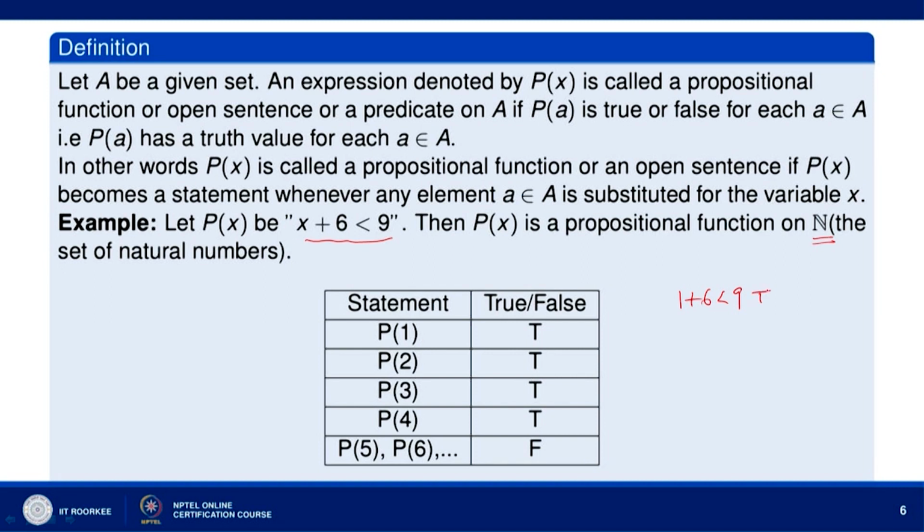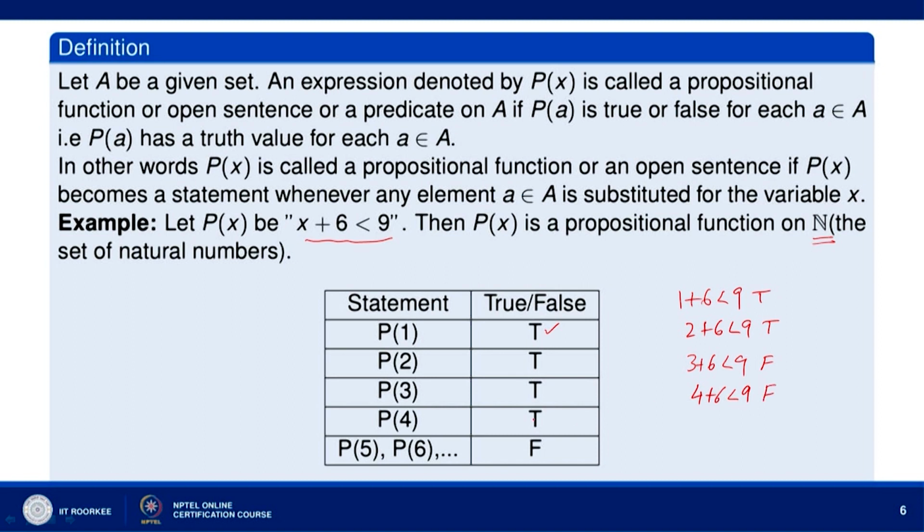So, the value of p(1) is T here. p(2) is 2 plus 6 less than 9, which is again true. The value is T. p(3) is 3 plus 6 less than 9. 3 plus 6 is 9, and 9 less than 9 is not true. So, the value is false here. And p(4) is 4 plus 6 less than 9, which is again untrue.